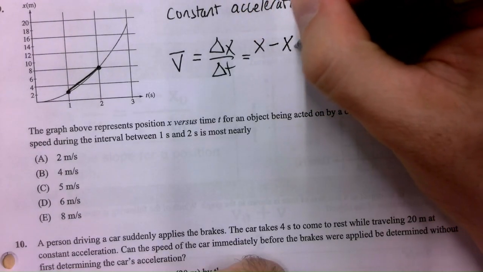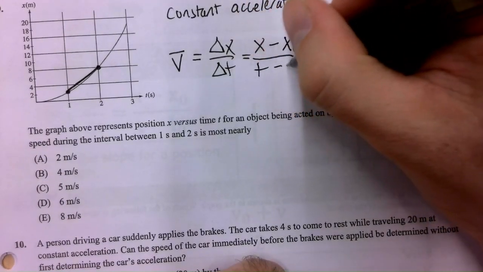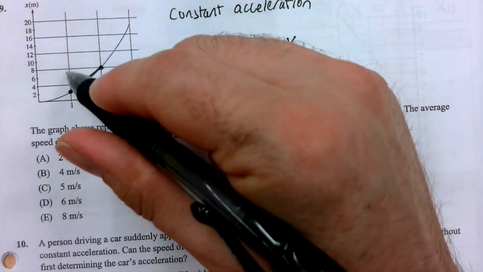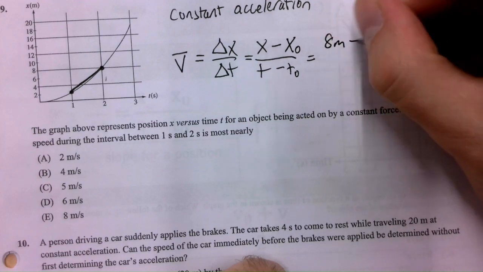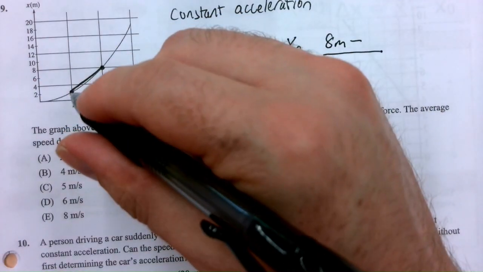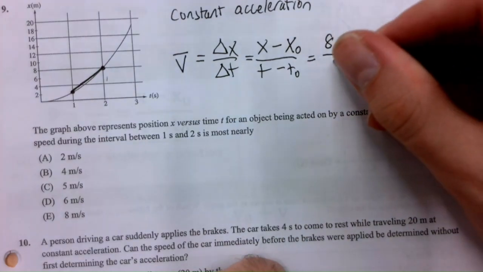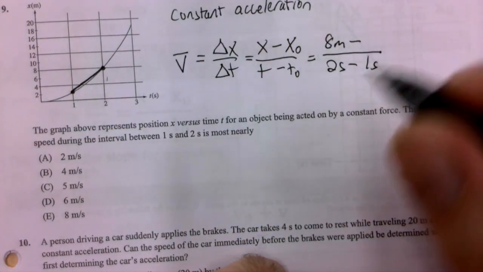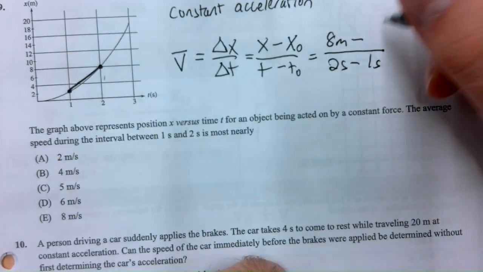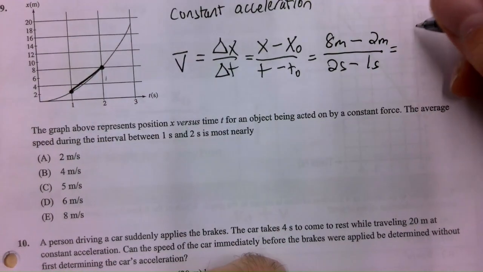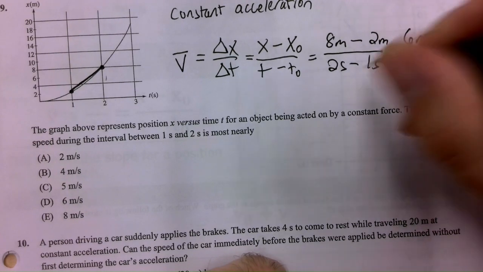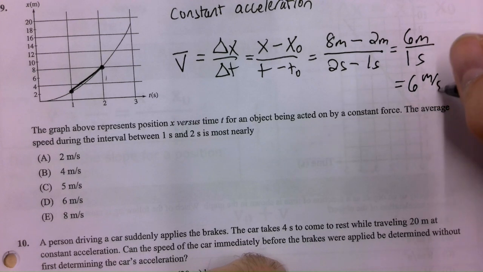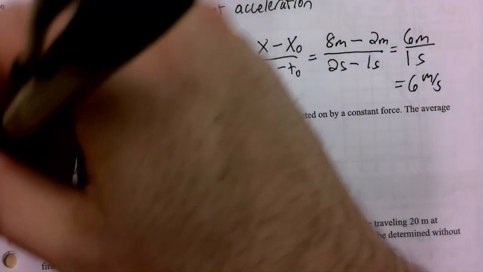So we'll have our final minus our initial for position and time. So our final position is at 2 seconds, we're at 8 meters. And our final time is 2 seconds, and then our initial time, 1 second, and our initial position is 2 meters. So 8 minus 2 is 6 meters. 2 seconds minus 1 second is 1 second. And so we're left with 6 meters per second, which is choice D.